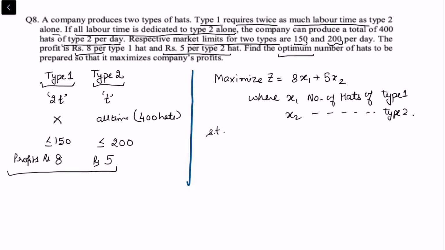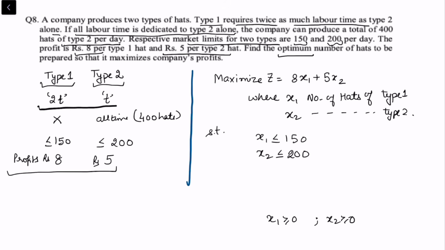Constraint. Now the constraint says about the market limit. So x1 will not exceed 150 because of the market limit capacity that's given to us. This will not exceed 200, and we also know that there are non-negative restrictions: x1 is greater than or equal to 0 and x2 is greater than or equal to 0. So the hats produced, the minimum value they can take is 0 if one of the types of hat we have not produced.